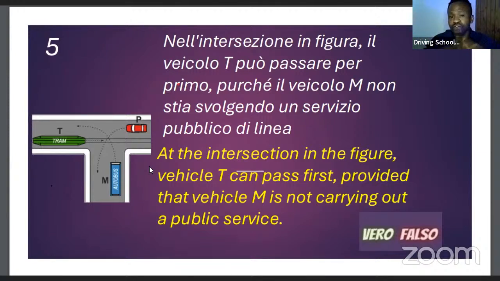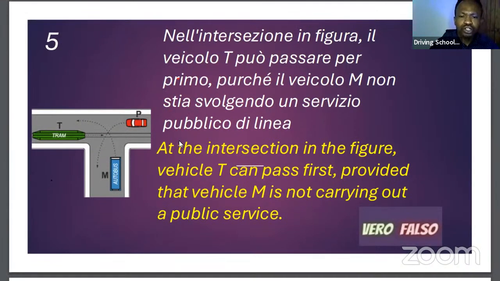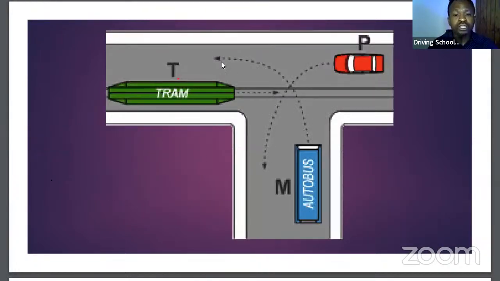In the presence of every other vehicle, they are the first to leave, not because that vehicle is not carrying out his public duties. Then let me now give right of way to tram. No, it's not correct. The answer is false, because tram is always the first to leave in the presence of every other vehicle at intersection. So the answer is false.